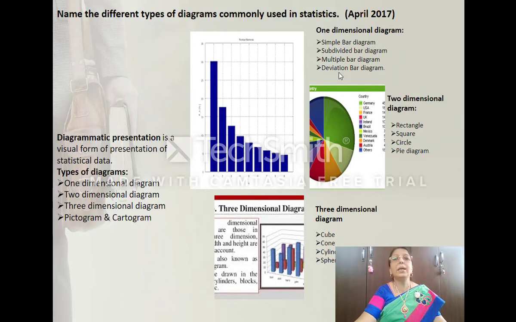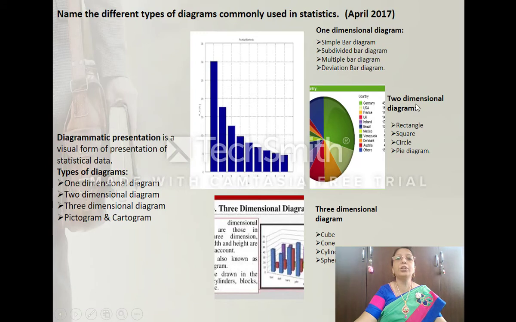So all these are one-dimensional diagrams. Then we move on to the two-dimensional diagrams, that is the rectangle, the square, the circle and the pie diagram. And the three-dimensional diagram is nothing but the cube, cone, cylinder and the sphere.